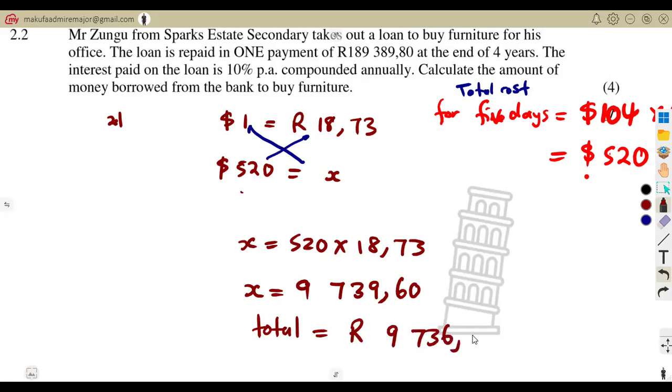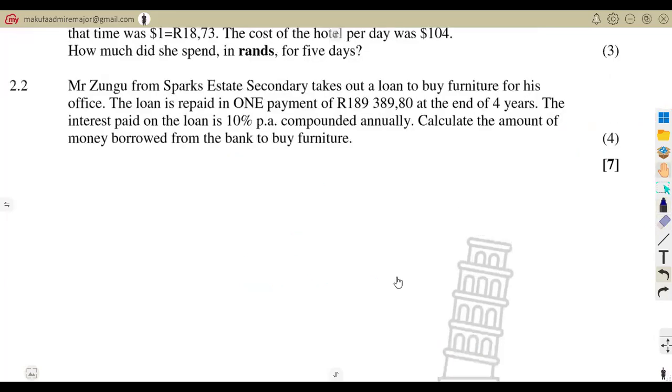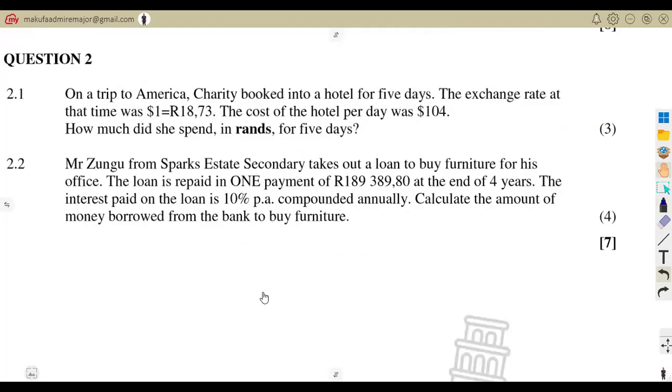That is supposed to be paid. But in the dollars, it was supposed to be what? $520. So they want you to know this because one day you might have a trip to America and they are charging in dollars. And you need to convert your money from South African rand to dollars. So understand the concept.